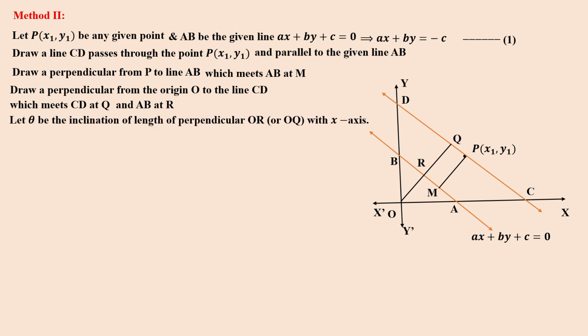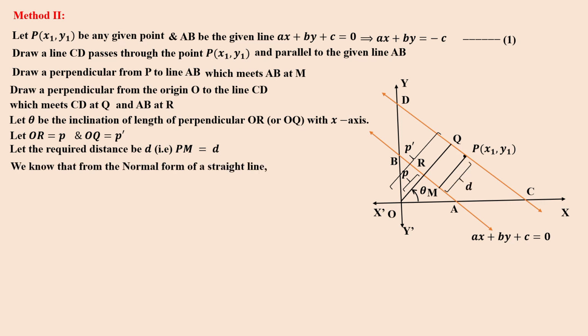So let theta be the inclination of the length of perpendicular. Length of perpendicular means OR, OQ are the lengths of perpendiculars to the lines AB and CD respectively. So I am taking OR, or you can take OQ. Same line only, right? With the x-axis, the angle of inclination is theta. So let OR, the length of the perpendicular from the origin, be small p, and OQ, the length of the perpendicular from the origin, be p dash. So the required distance D is the length of the perpendicular from the point P x1 y1 to the line AB, so PM, right, that is equal to small d.